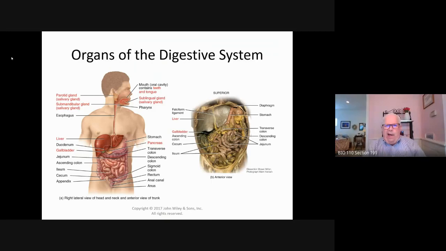We're going to talk about the organs and the physiology of the digestive system. This is an overview. Your digestive system starts in your mouth and ends in your anus. There are a lot of organs involved in the digestive tract, and also sensory organs involved in the digestion and absorption of food and water.